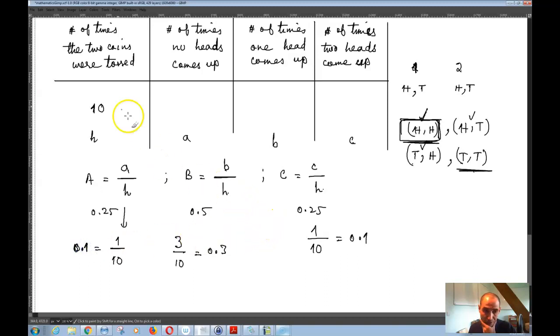So now as I increase the number of coin tosses here, what happens is that this value gets larger and larger and tends towards 0.25. This value gets larger and larger and tends towards 0.5, and this value gets larger and larger and tends towards 0.25. And that you can call basically the probability of, for example, this event happening. This you can call the probability of this event happening, and this you can call the probability of this event happening. But of course, we will state this formally very shortly as well. Okay.